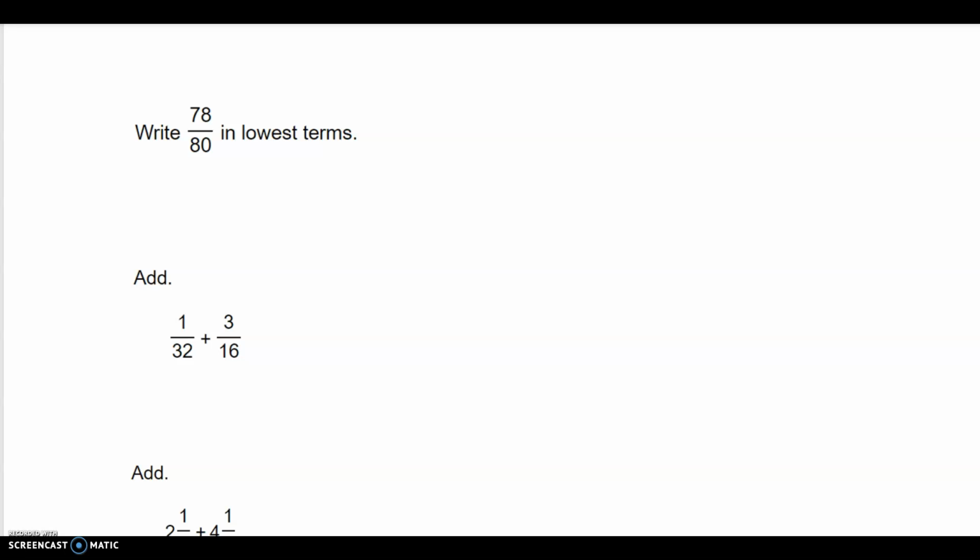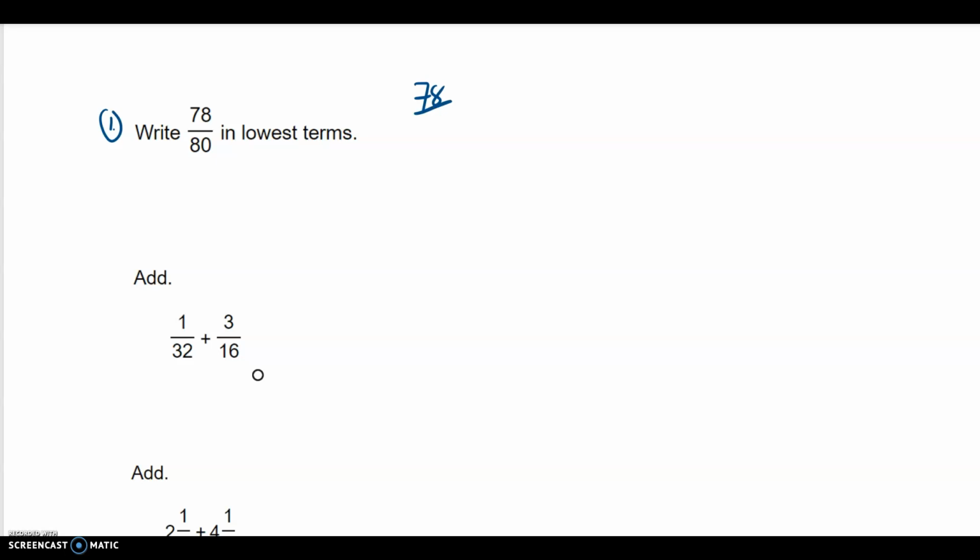Okay, that first exam deals with a lot of fractions, so that's where I'm gonna start. We'll just focus on simplifying fractions and the operations: addition, subtraction, multiplication, division. But first we gotta simplify. So if you're asked to simplify, write 78 over 80 in lowest terms. I'll call this example 1.